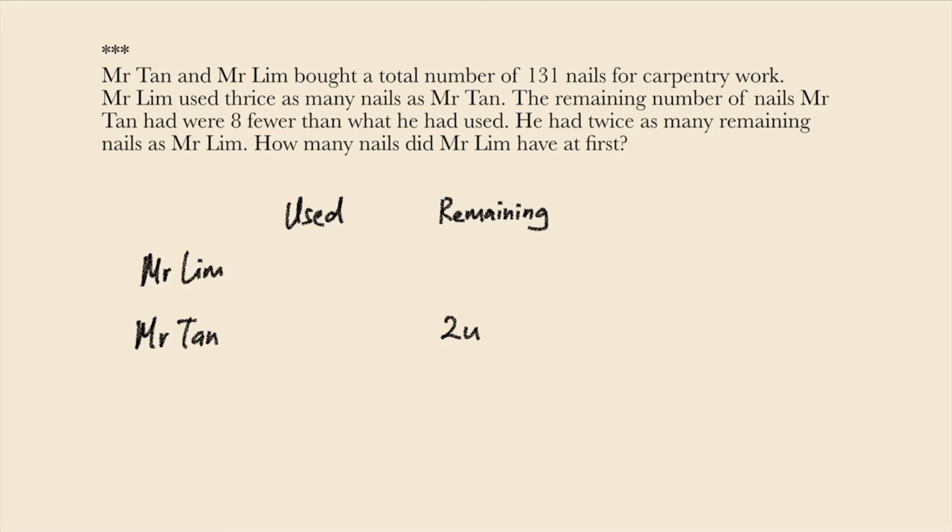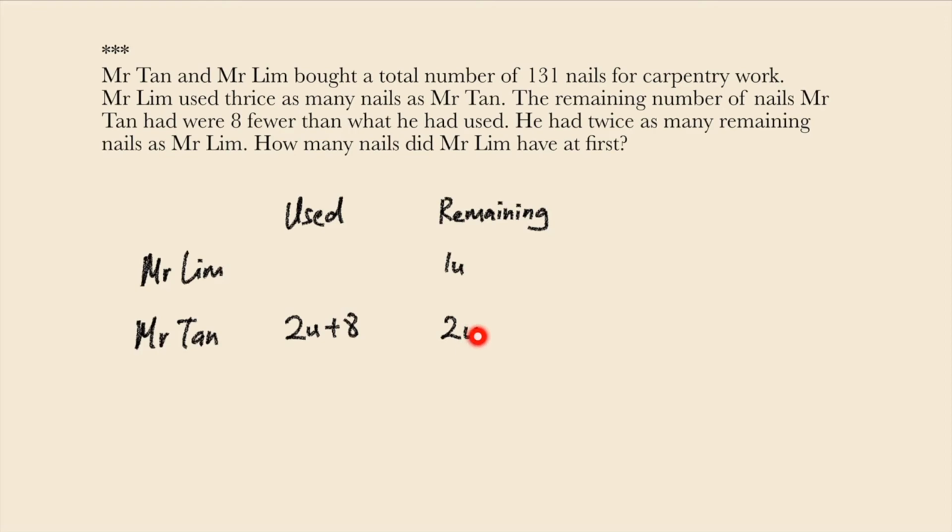He had thrice. Who's this he here? It's Mr. Tan, right? Twice as many remaining as Mr. Lim. So this is quite simple to work with. Next, going back, it says here, Mr. Tan had 8. The number remaining was 8 fewer than what he had used. In other words, what he used was 8 more than what he had remaining. Okay, so let's show that.